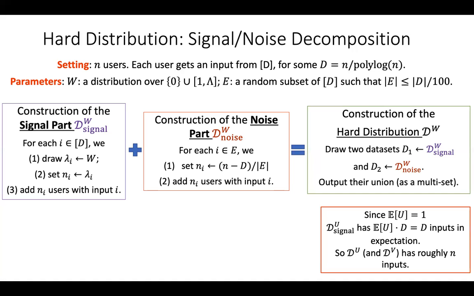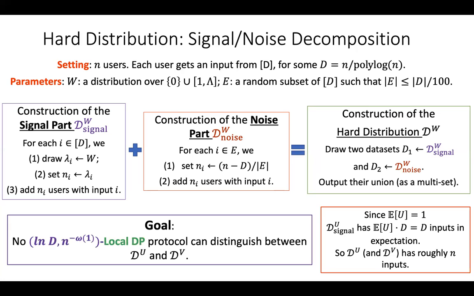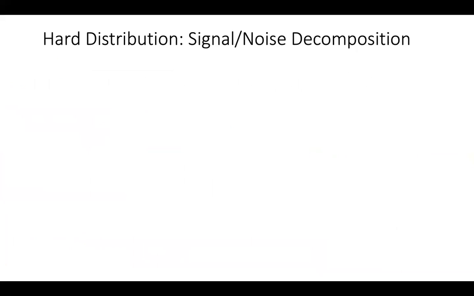Note that since U and V have unit norm, D_U signal has D inputs in expectation. And therefore, D_U and D_V have roughly n inputs. And the goal is to show that no local DP protocol can distinguish them.